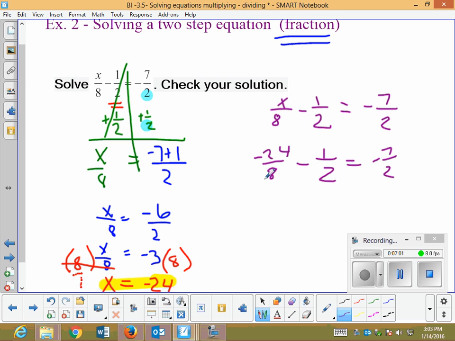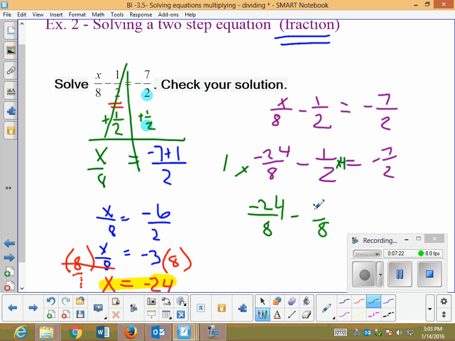All right, let's see. Denominators are not the same, so I have to make them the same. So I'm going to set them so they have this common denominator of 8. All right, so 8 times 1 is 8. 1 times negative 24 is negative 24. And then we have minus here. 2 times 4 is 8. I'm going to say 2 times 4.